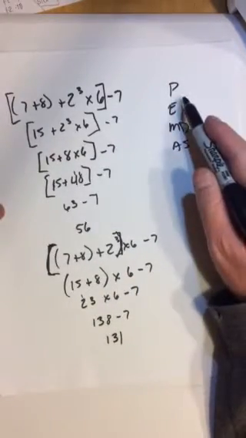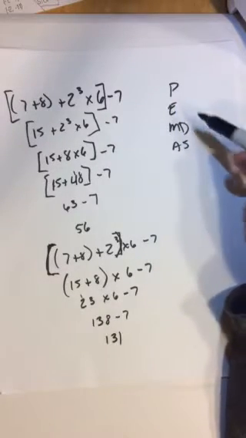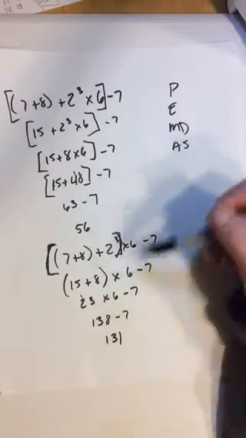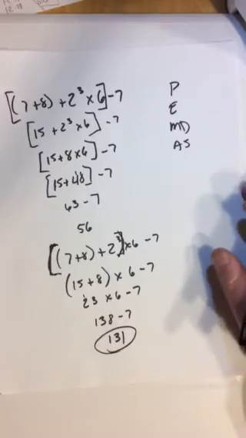Remember, we're always working inside the parentheses before we do anything. That's always our first step, and we're going to work our way down the list, and we're going to do it over and over and over again until we get down to just having one value.